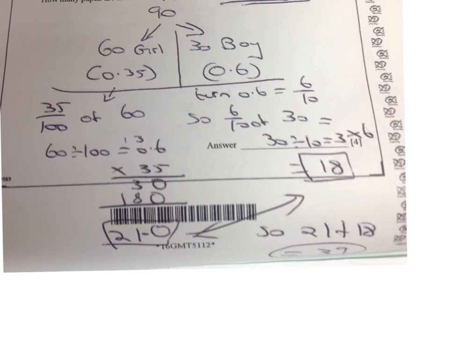Over here for the boys, again, same thing as before. You turn 0.6 into 6 tenths. So 6 tenths of 30 is 30 divided by 10, which is 3, times the 6, which is 18. So you've got 18 boys, 21 girls. You add them up to give you a final answer of 39. And that is the end of the non-calculator paper, boys and girls.